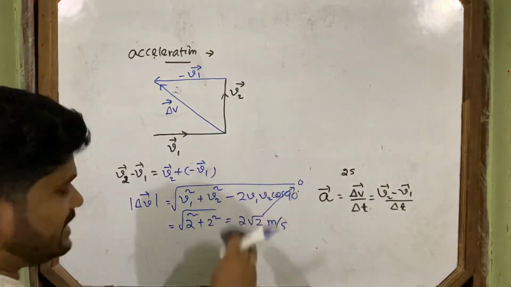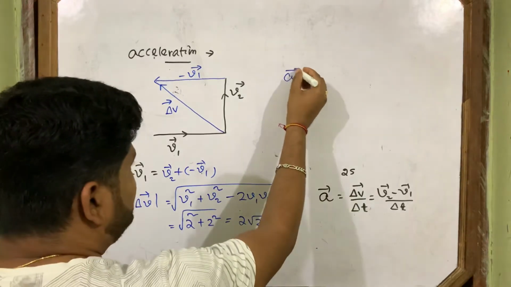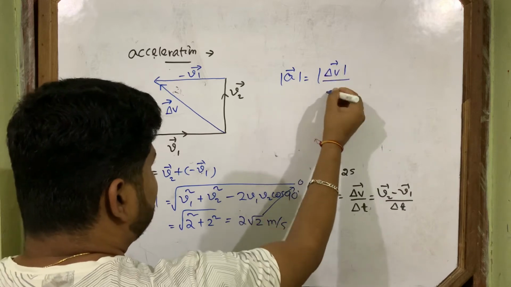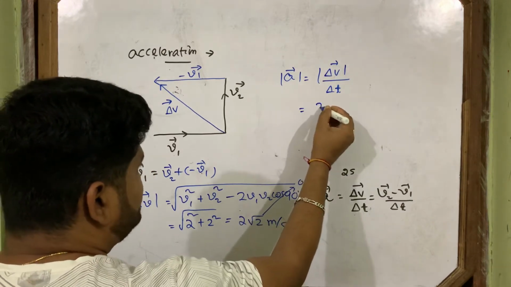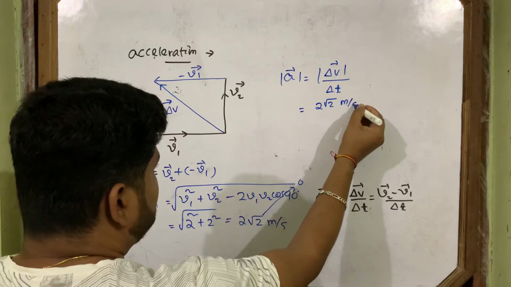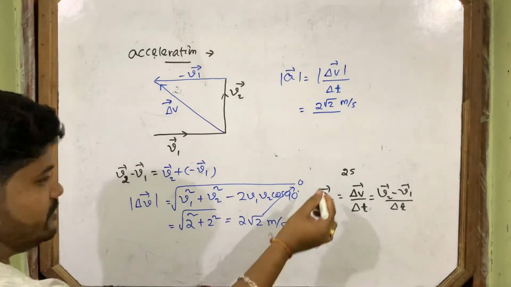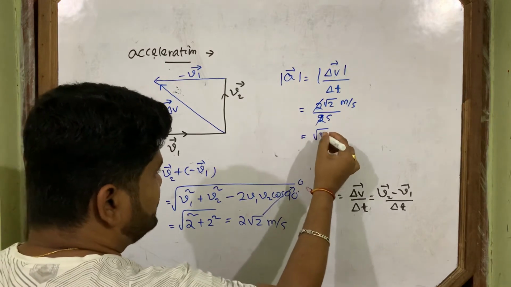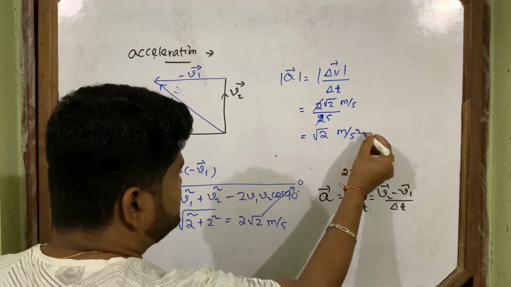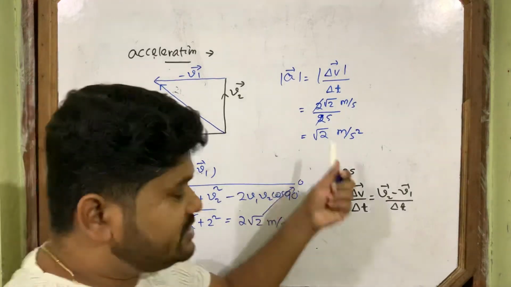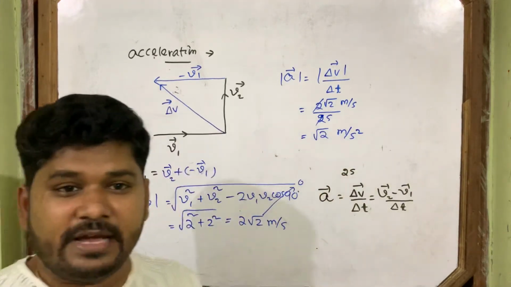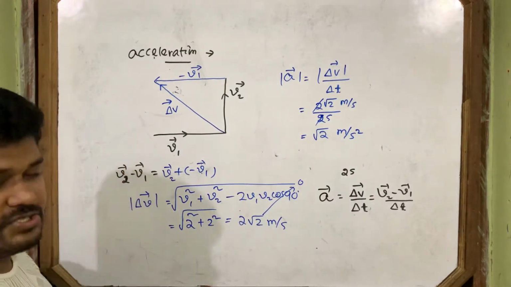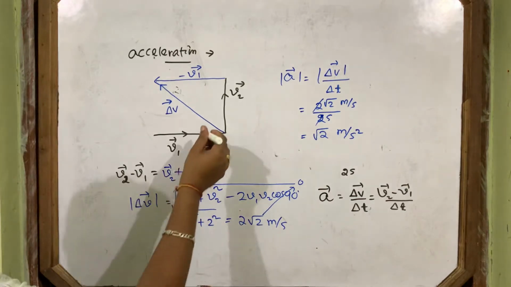Then how will we get the acceleration magnitude? Acceleration magnitude is equal to del V magnitude by del T, means 2 root 2 meter per second by 2 seconds. The 2s cancel, and it comes to root 2 meter per second square. So this is the acceleration magnitude. But where is the direction of acceleration? It's very clear.